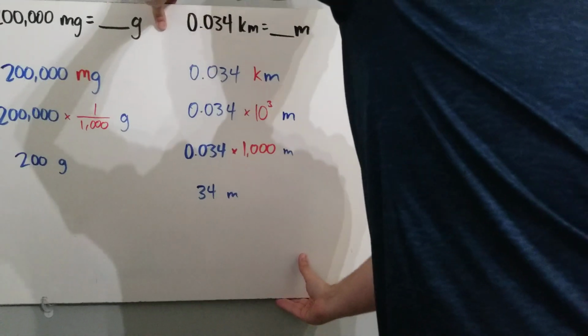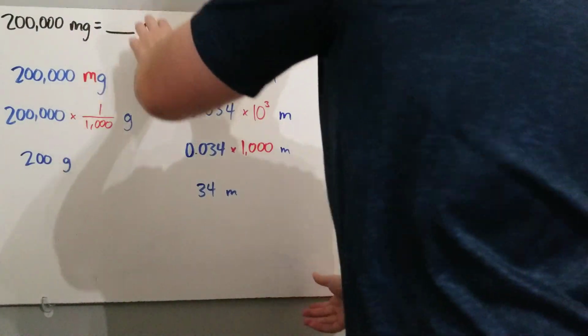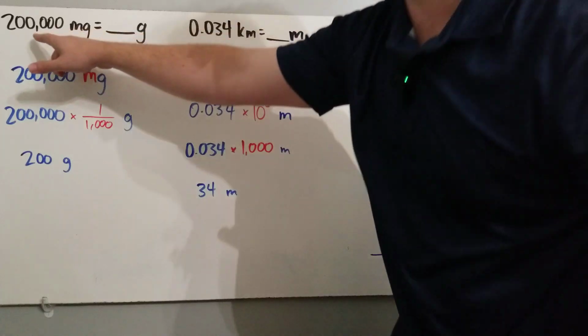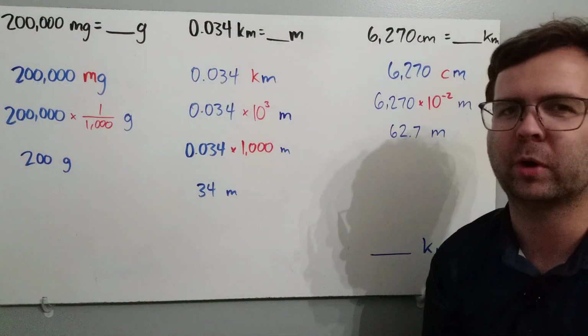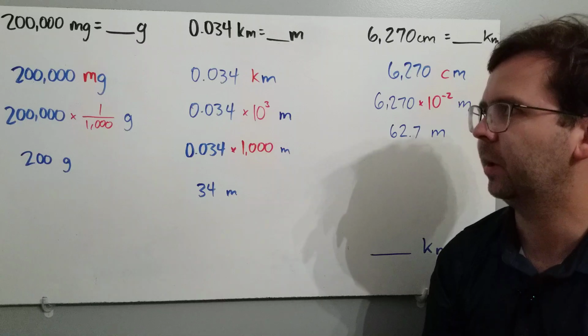All right, so let's look at a few final examples here. I've got 3 that I wanted to just show you briefly of converting between units. So let's look at this one here. We have 200,000 milligrams. How many grams would that be? This might be an example question that you have to do for an assignment.